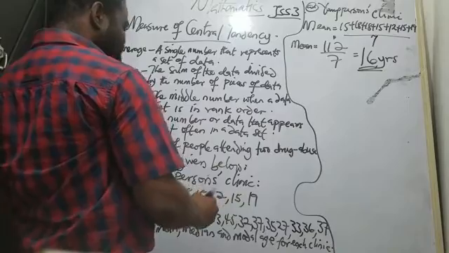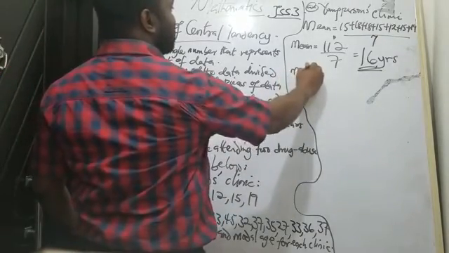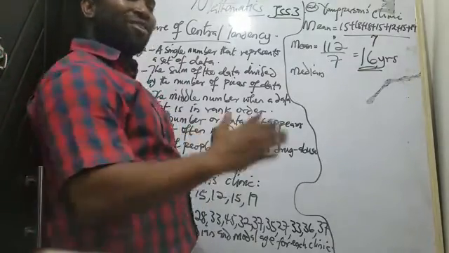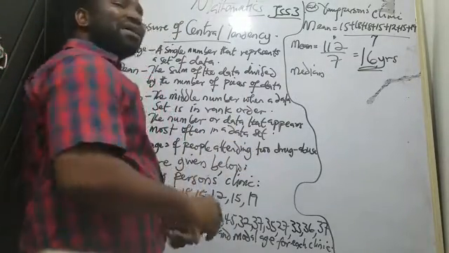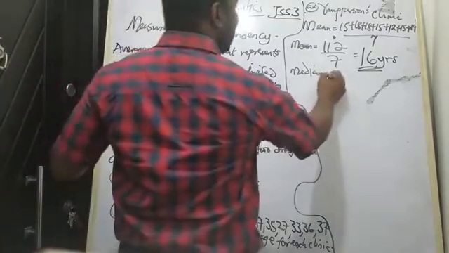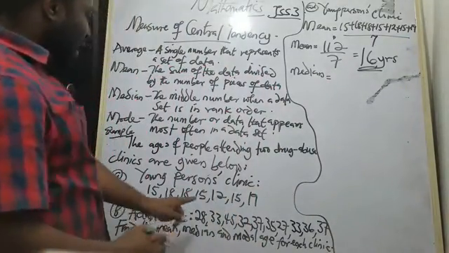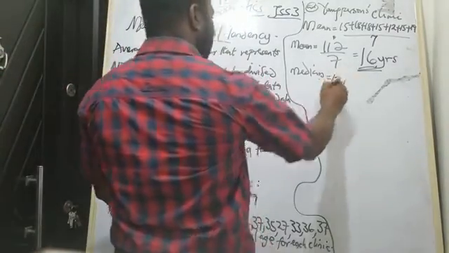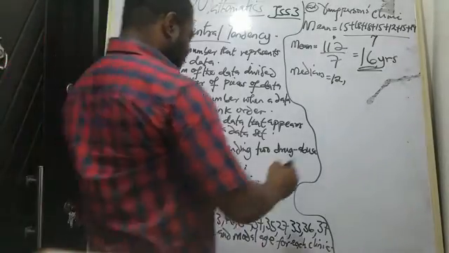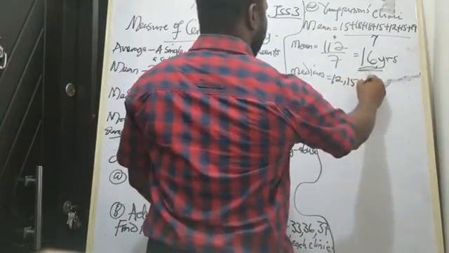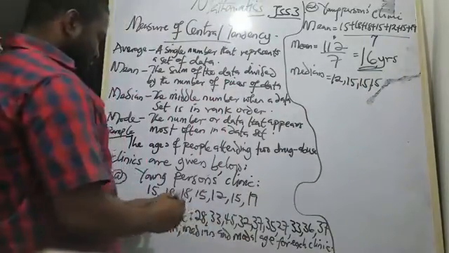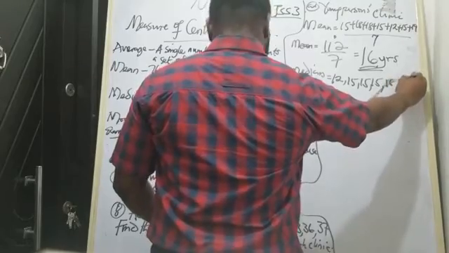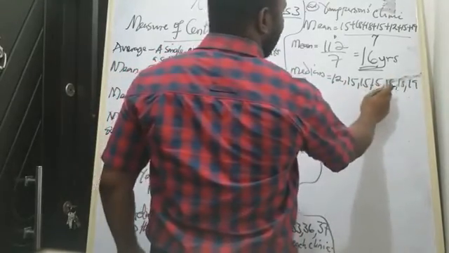And then what is the median? Median is after you have arranged them accordingly. That is when you can take the median number. Let's arrange them from lowest to the highest. The lowest here is 12, then 15, 15, 15, and then 18, 18, and then 19. That is 1, 2, 3, 4, 5, 6, 7.